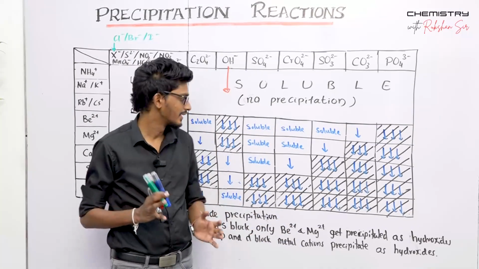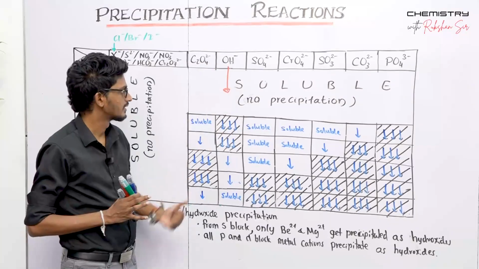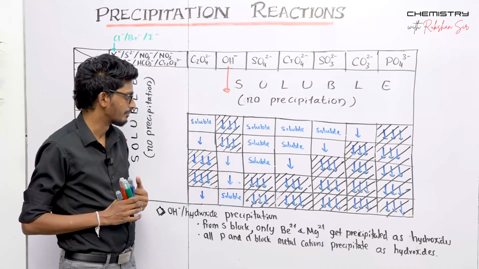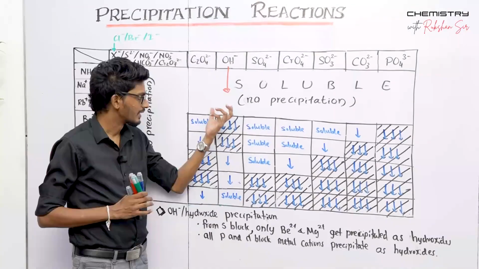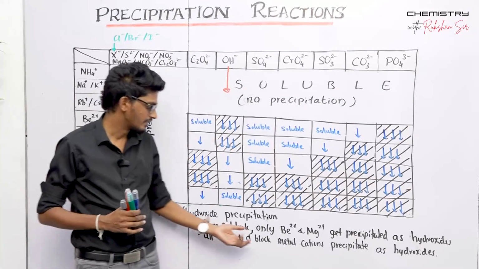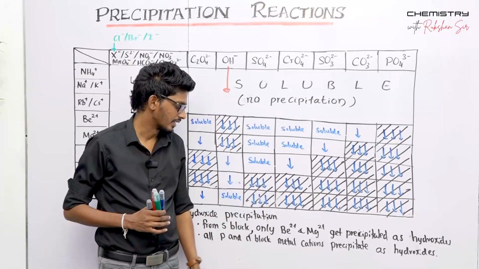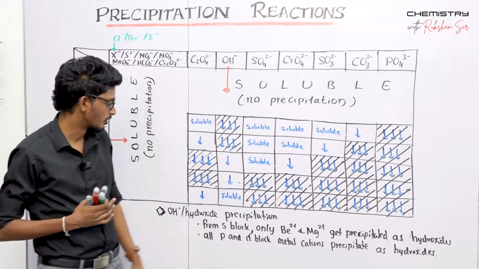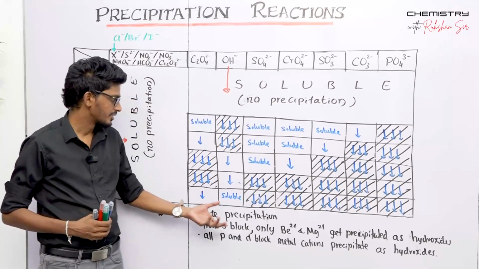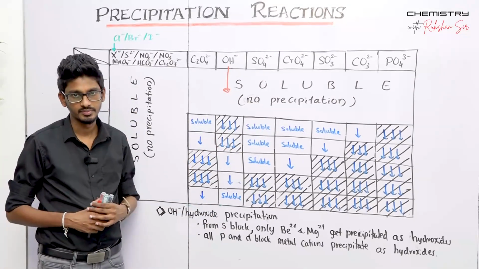Only in S block, the hydroxide precipitation is weak. Only beryllium and magnesium will get precipitated. But with the other two blocks, P and D blocks, hydroxide precipitation is very severe, and all these metal cations will get precipitated as hydroxides, right? That is what you should know about the precipitation trends of hydroxides.